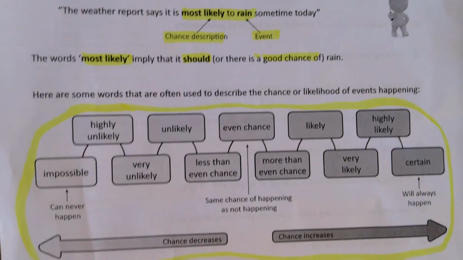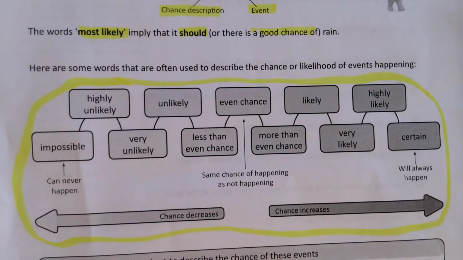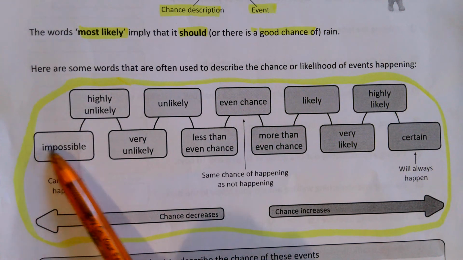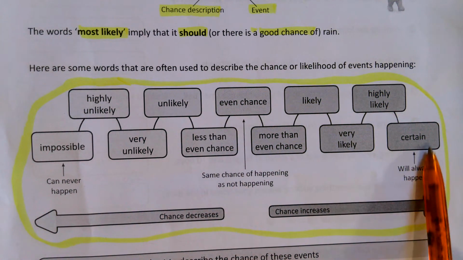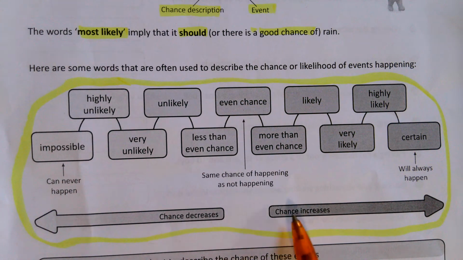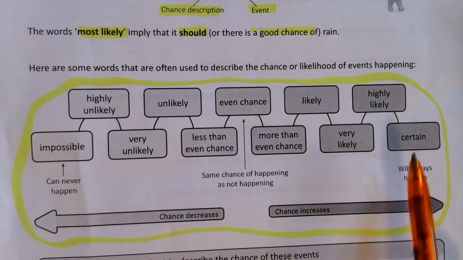So here is a good selection of words that are commonly used. As you can see, we start at impossible, it will never ever happen, right through to it is certain, it will always happen. So chance is decreasing, heading towards impossible, and the chance is increasing as we head towards certain.